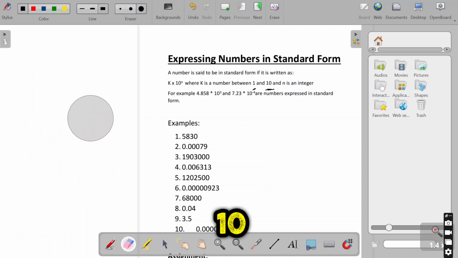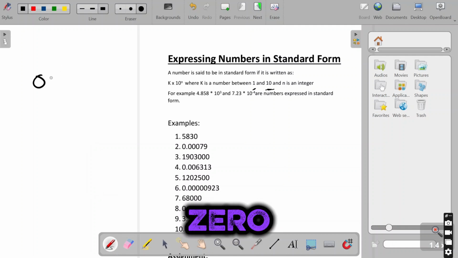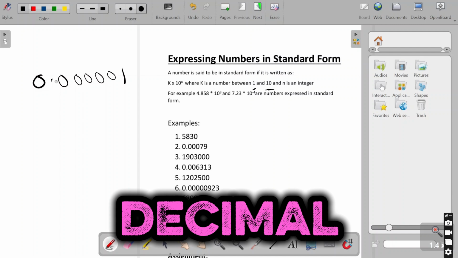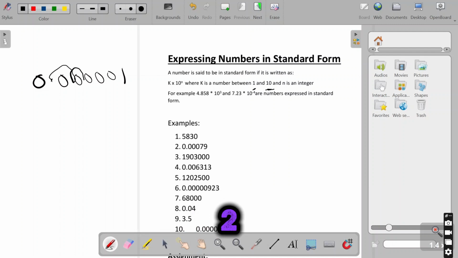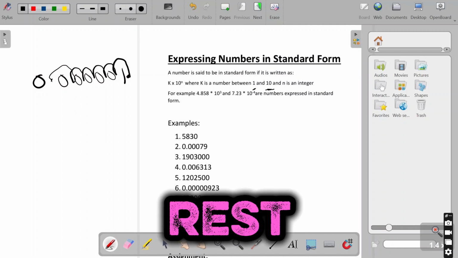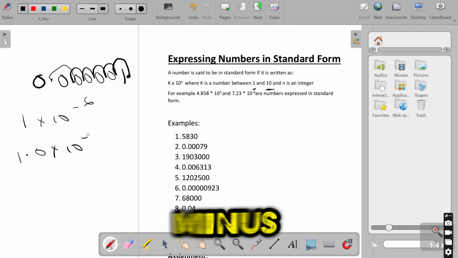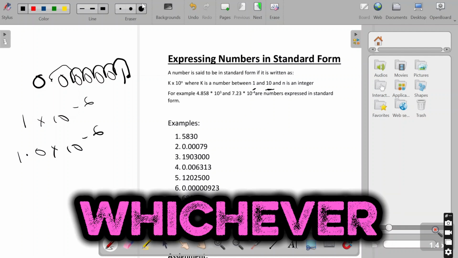So lastly, number 10, before we call it a day. So we have 0.000001. So we have 5 zeros, 1. So in like manner, we have to just move the decimal point 1, 2, 3, 4, 5, and 6. The decimal point rests here. So that will be 1 times 10 raised to power minus 6, or 1.0 times 10 raised to power minus 6, whichever is correct.